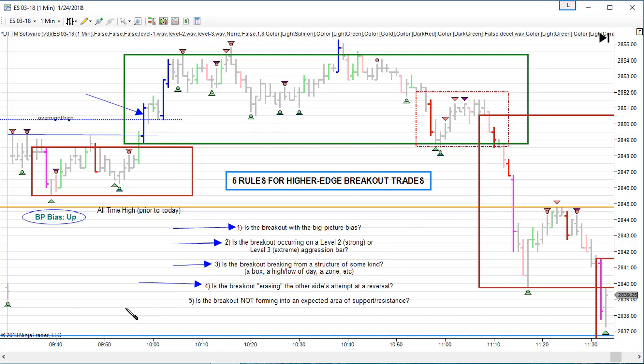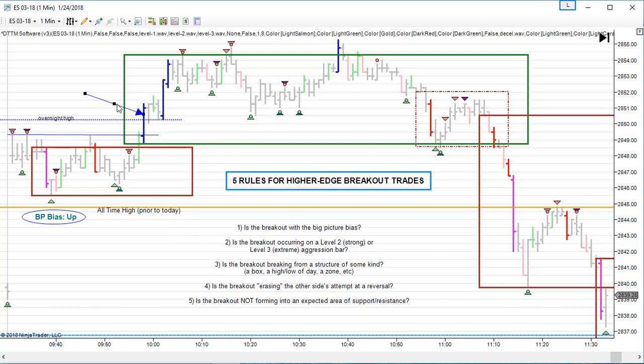And then finally, is this breakout not forming into an area of expected support or resistance? Now, we're on all-time highs, so there can't, by definition, be anything above there that's expected to be resistance. We don't know that it's going to go to the moon by any means, but we do know there's nothing standing in its way. So in this particular case, this doesn't mean it's going to work 100% of the time, but everything's kind of in alignment. If you're ever going to take a breakout trade, you've got things in alignment. You've got 50-50 or better chance that that's going to work out.